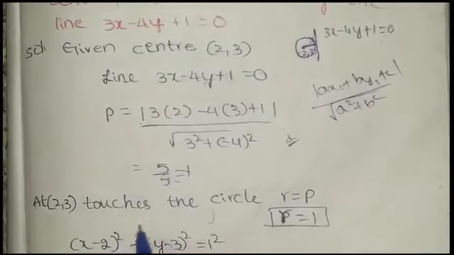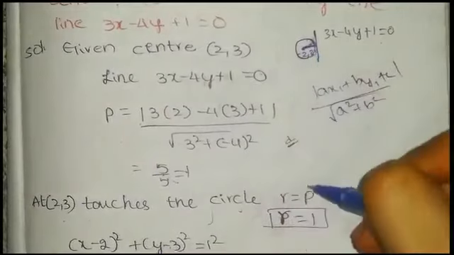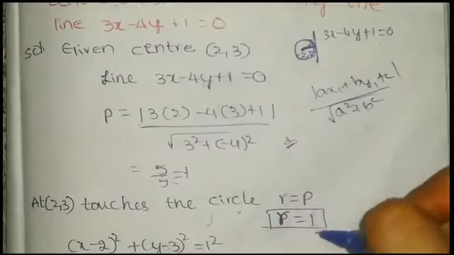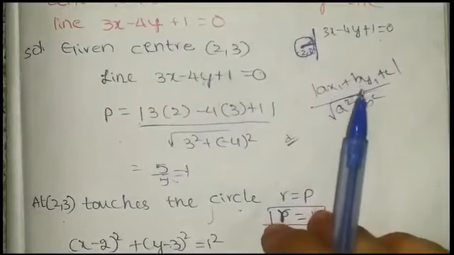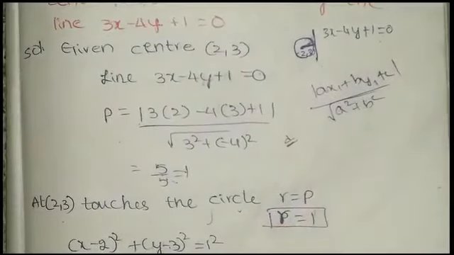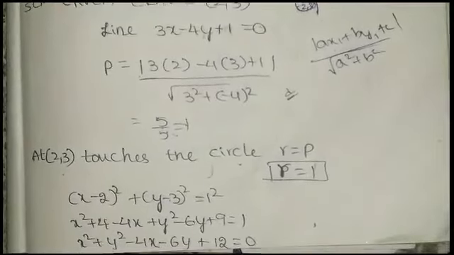Now the line touches the circle, which means these two are equal. So the radius is also equal to 1. Now we have the radius and the center. So the formula is (x minus h) whole square plus (y minus k) whole square is equal to 1 square. So that is x square plus y square minus 4x minus 6y plus 12 equal to 0, the required circle equation.